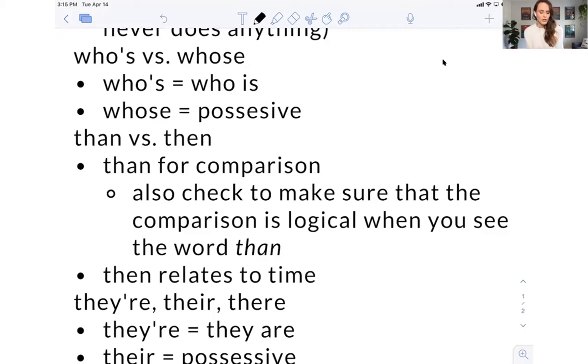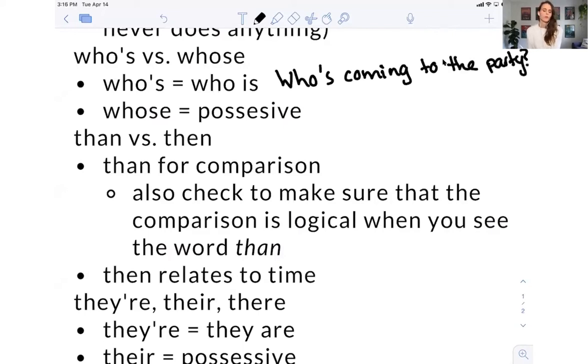So whose versus who's: who with an apostrophe s is going to be "who is." So if I have who's starting a sentence, it would be who is coming to the party. Whose without the apostrophe s is the possessive one. So whose book is this? The book here belongs to who, right? Whose book?